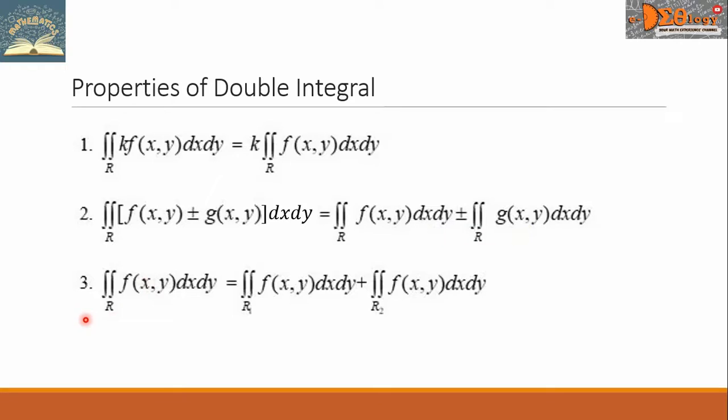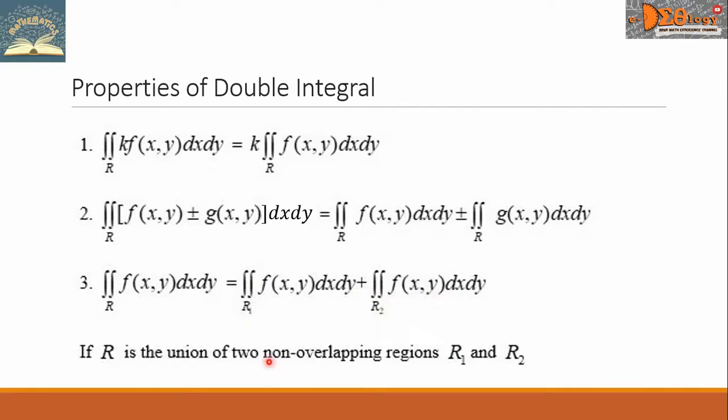Property number 3, the double integral over R of the function f of x y dx dy is equal to the double integral over R sub 1 of the function f of x y dx dy plus the double integral over R sub 2 of the function f of x y dx dy. In here, R is the union of two non-overlapping regions, R sub 1 and R sub 2.